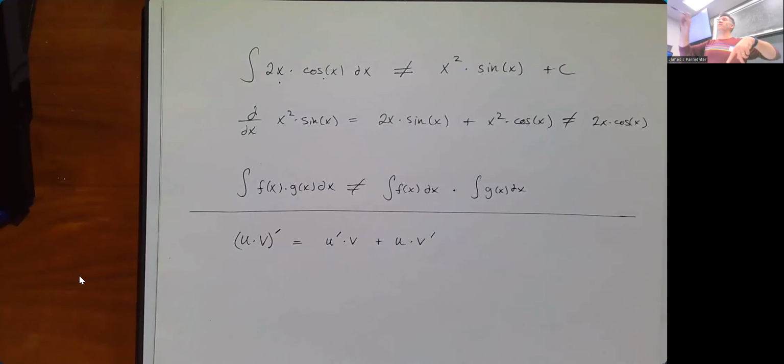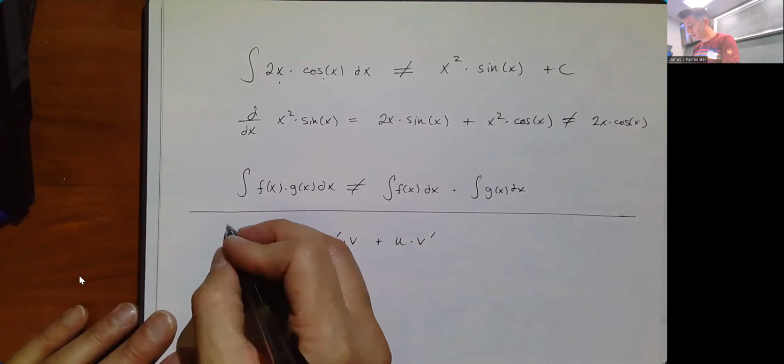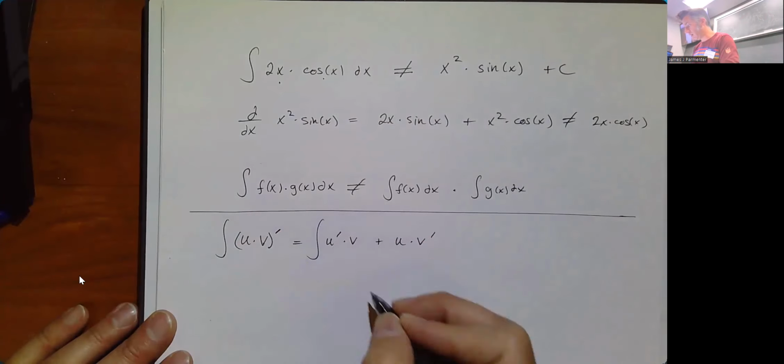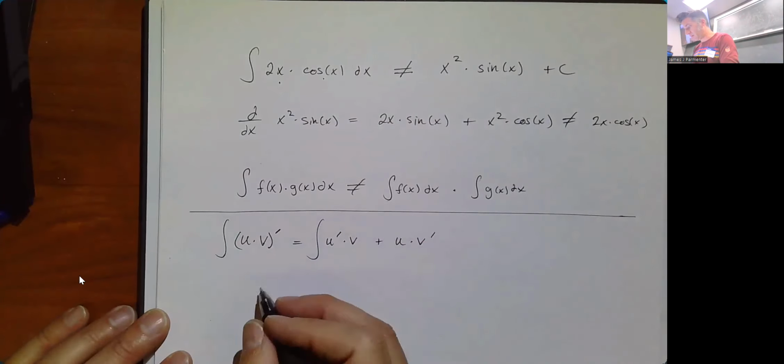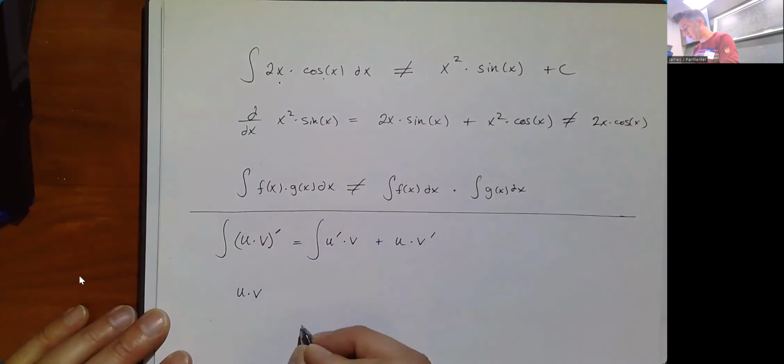Right. What's the antiderivative of 3x squared? 3x cubed, over 3, which is just x cubed. We got back to where we started. The antiderivative of the derivative is just the thing you started with. So if I take the antiderivative of that, I'm just going to get u times v.